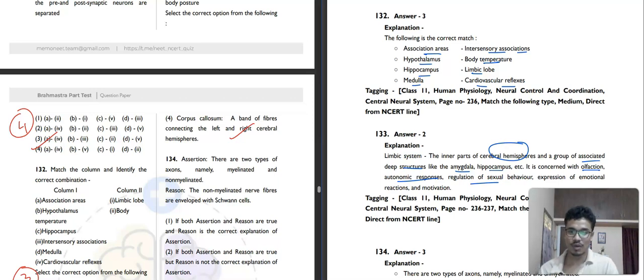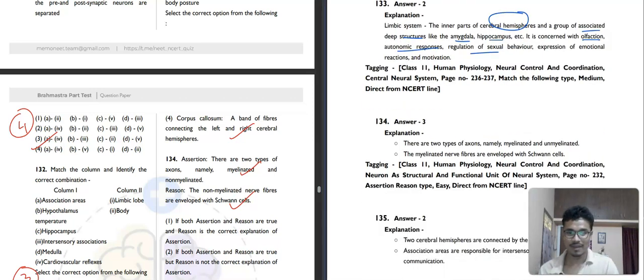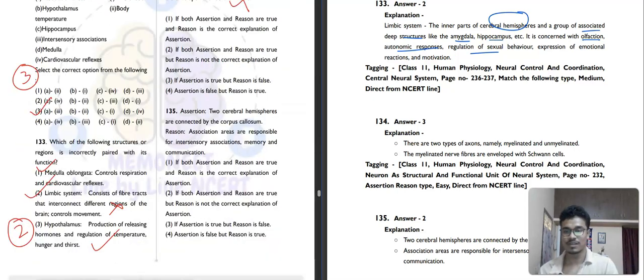Assertion: there are two types of axons, namely myelinated and non-myelinated. The non-myelinated nerve fibers are enveloped with Schwann cell, correct. But they are not discussing why these are myelinated. Both are correct. Sorry, one second, let me check. The non-myelinated nerve fibers are enveloped with Schwann cell? No, the myelinated nerve fibers are enveloped with Schwann cell. So this statement is incorrect. That's why the assertion is true but the reason is false. So here the third option will be our correct answer.